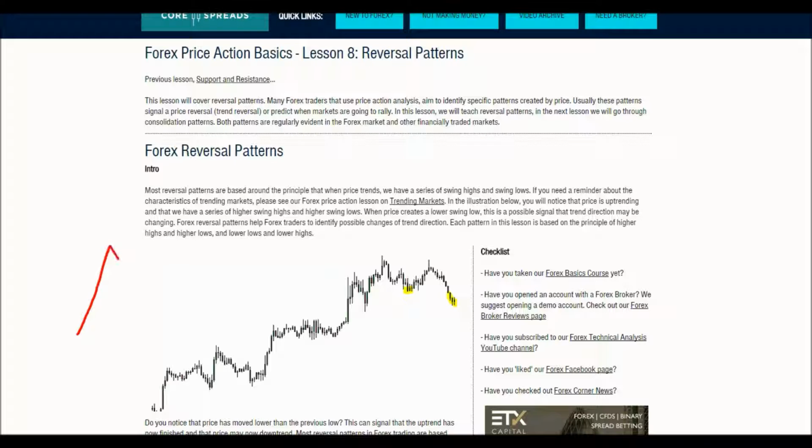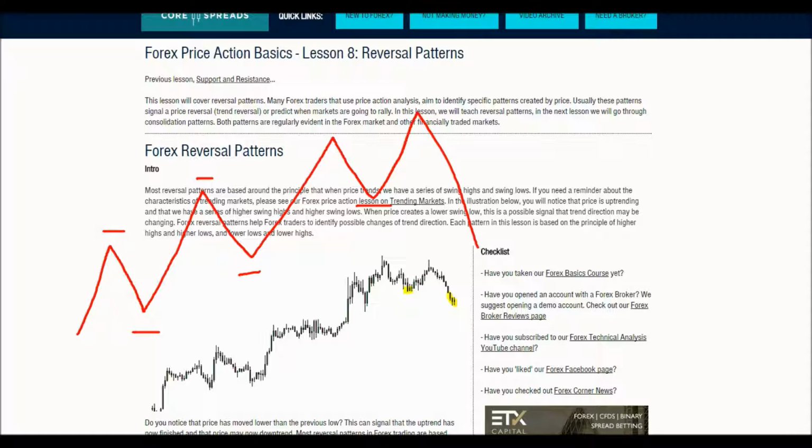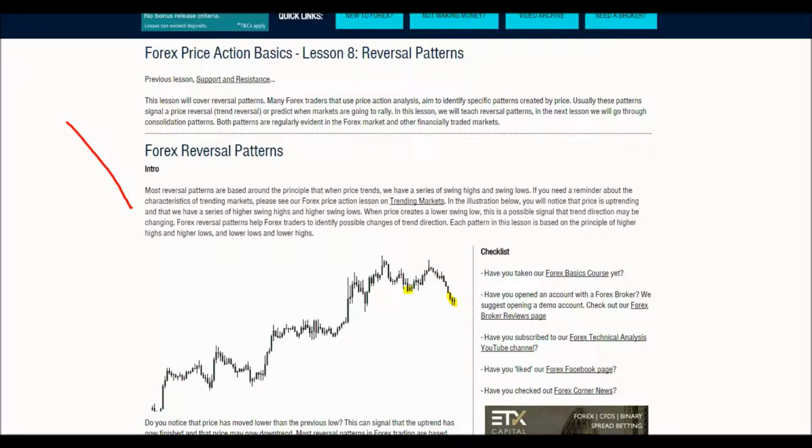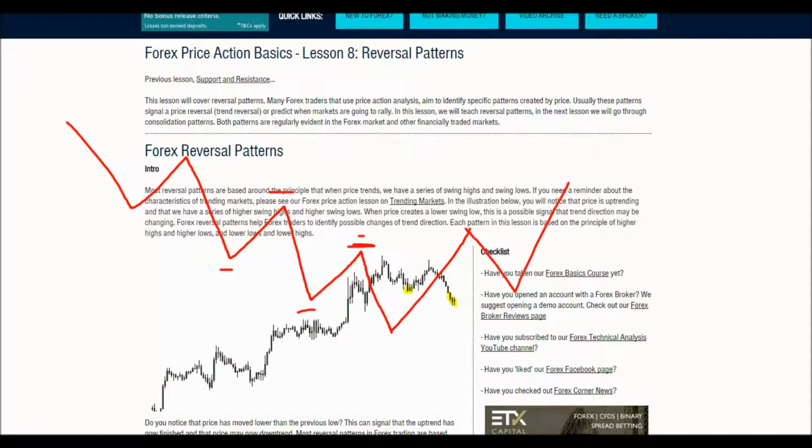So if you think of an uptrend, which generally looks something like this, we have higher highs and higher lows. That's the main characteristic of an uptrend. What generally happens with this trend when it comes to an end is that we break this low and create a lower low. Price then ranges or it starts downtrending. And the same with a downtrend. The main characteristic of a downtrend is lower lows and lower highs. When a high is broken, we generally see price uptrend.